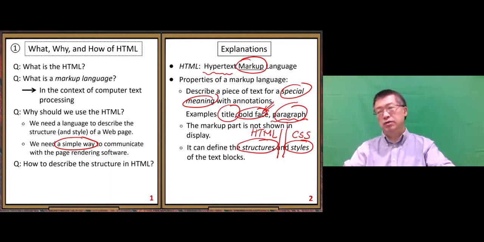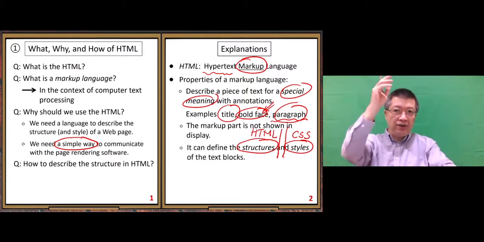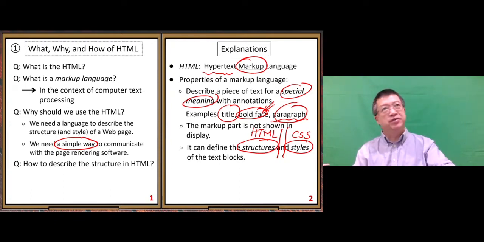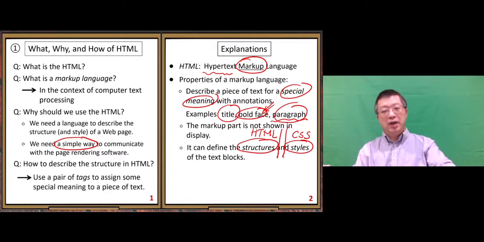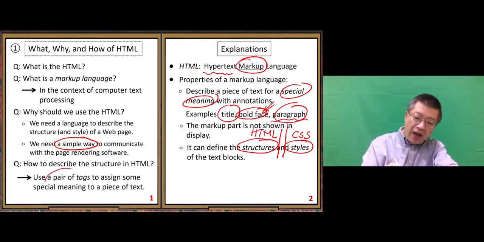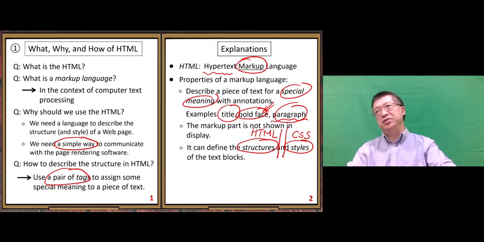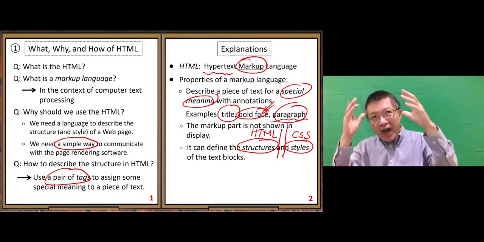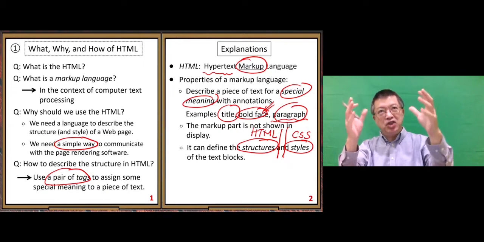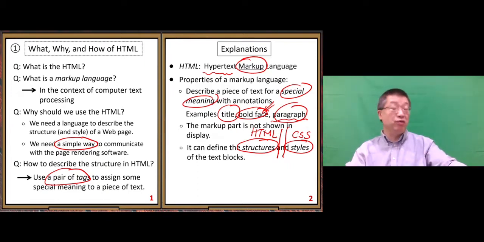We know the structure is important inside an article, but how do you describe it precisely and in a simple way? Here, the solution is simple, smart, effective. Use a pair of tags to assign some special meaning to a piece of text. That's the solution. A pair of tags to do the job. We described it before.